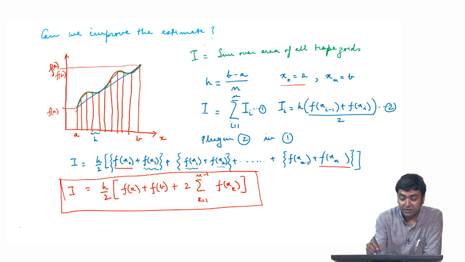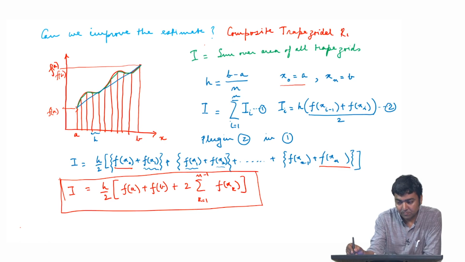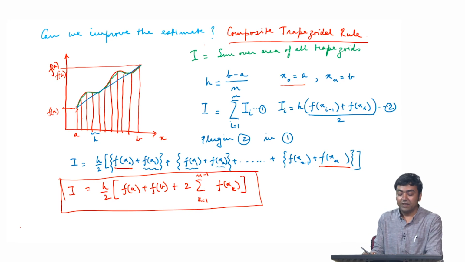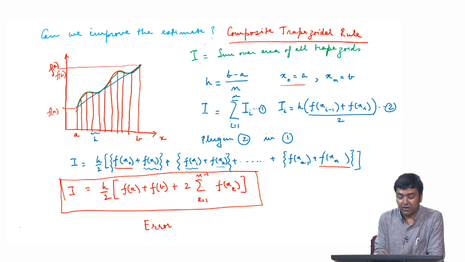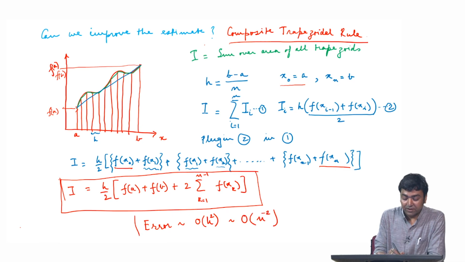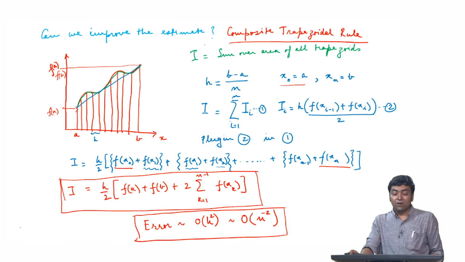This method is called the composite trapezoidal rule. And one can show that in this case the error in the estimated value of your integral goes as order h square, or in other words you can also write it as order n to the power minus 2. So, this is the error which we get in this case. Okay. So, this covers the one dimensional case.